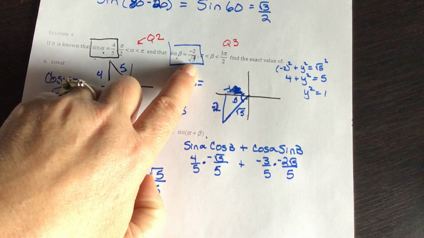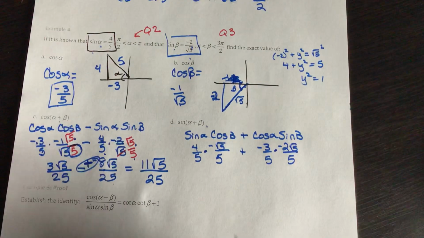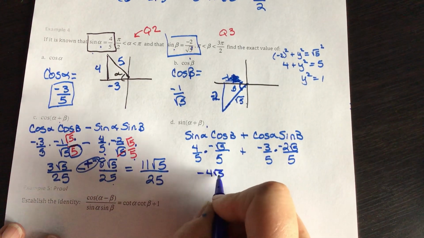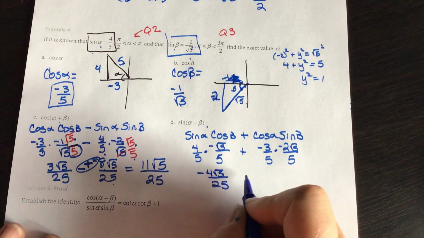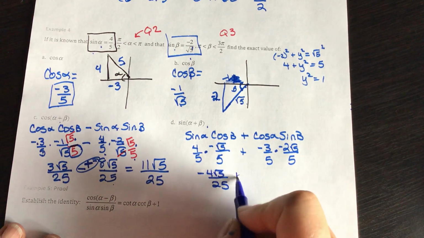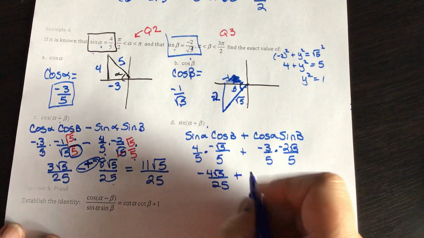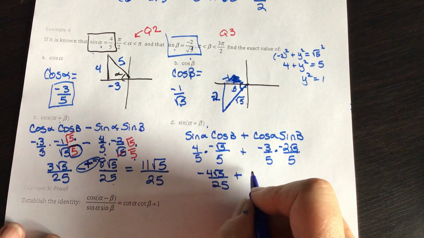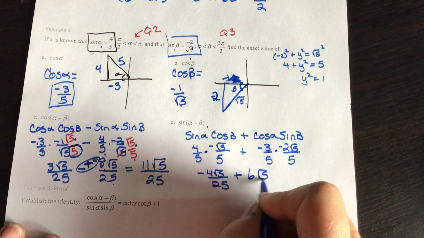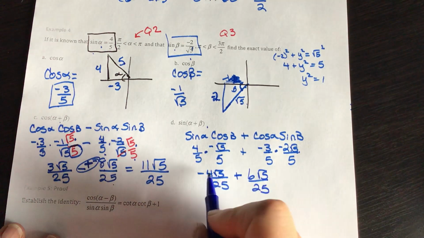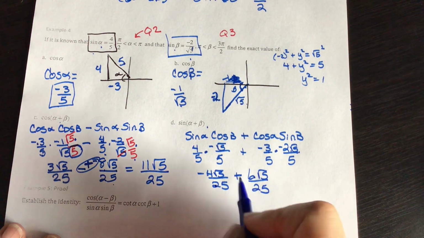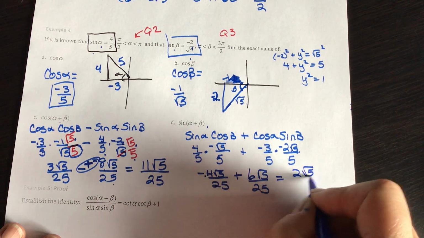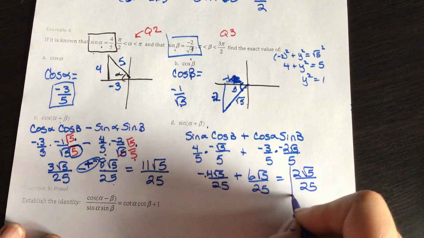Okay, so I just rationalize that denominator. So this is negative 4 square root of 5 over 25. And then plus 3 times 2 is 6, and that becomes positive 6 times the square root of 5 over 25. So now I can combine these. Negative 4 plus 6 is 2 square root of 5 over 25.